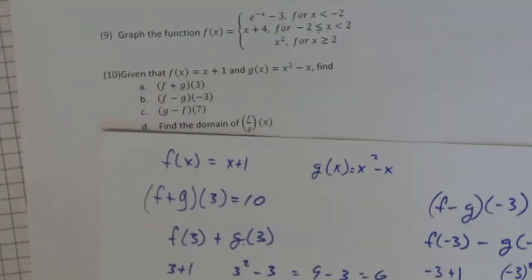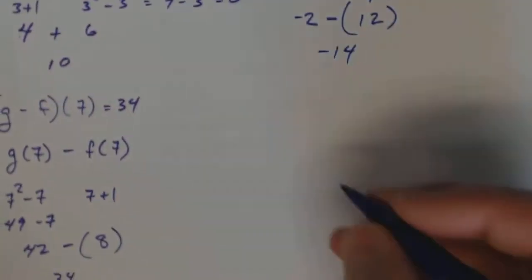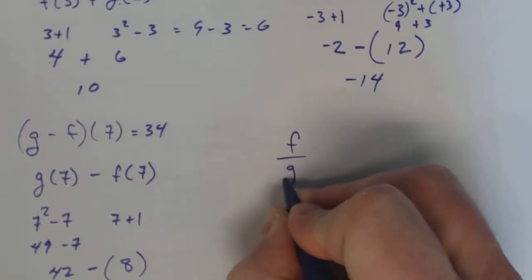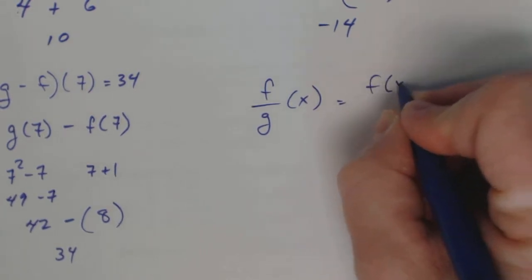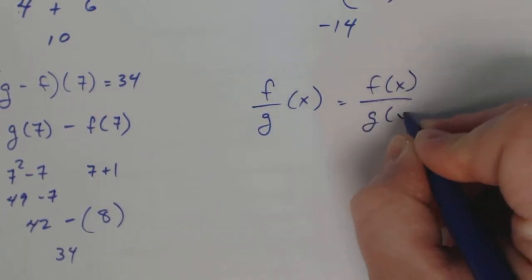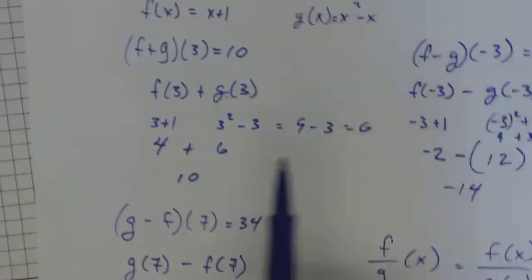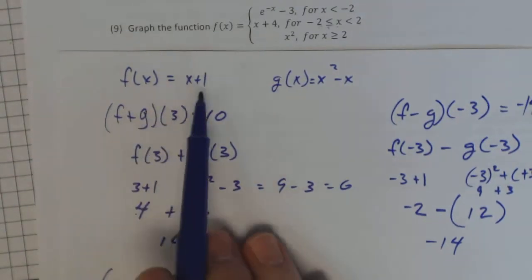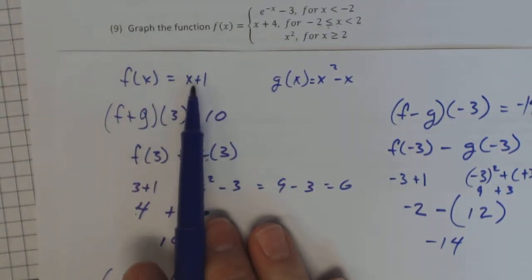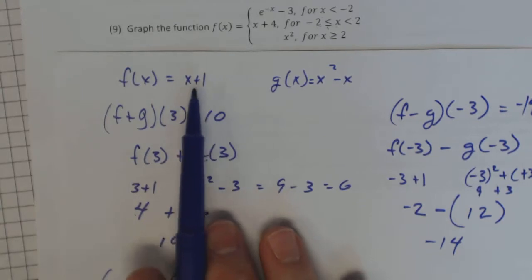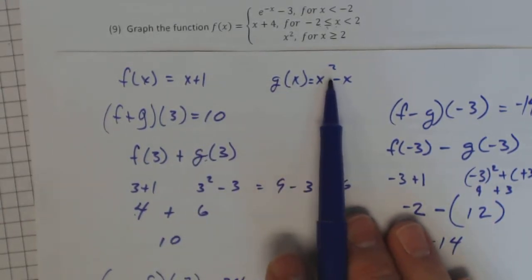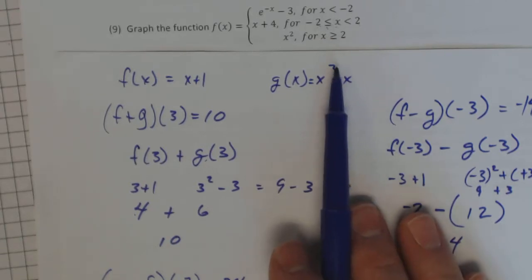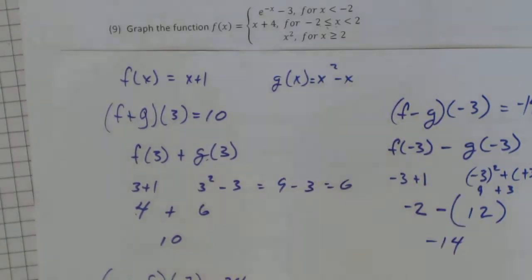All right, next one, it asks for domain. Find the domain of f over g of x. This is like saying f of x over g of x. Now, individually, the domain of f of x is all real numbers, right? You can add 1 to anything. Individually, g of x has the domain of all real numbers. You can square any value, and you can subtract x away from any value.